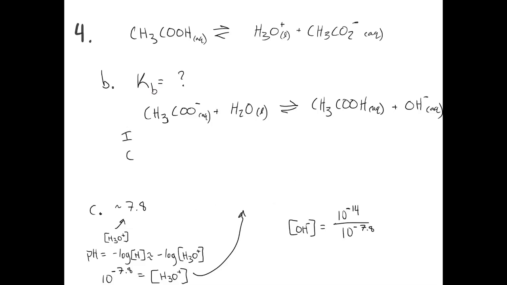Now I'm lazy, I don't want to put this into my calculator, so I'm just going to keep this as 10 to the negative 14th divided by 10 to the negative 7.8. Now I'm just going to take that and plug that in as my equilibrium concentration of hydroxide.